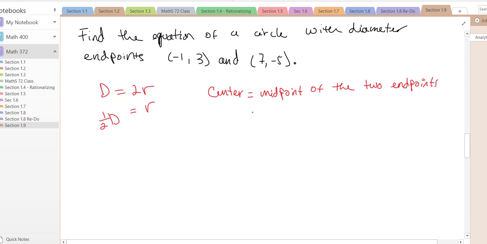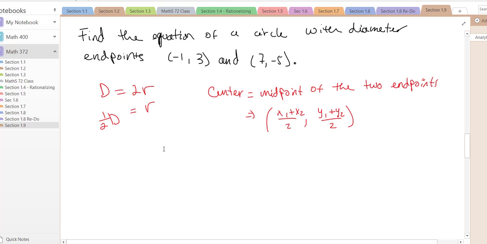And hopefully you watched the other videos that I posted. And so the midpoint, just to refresh your memory, is x1 plus x2 divided by 2, essentially the average of the coordinates. Okay, so let's do this problem out.